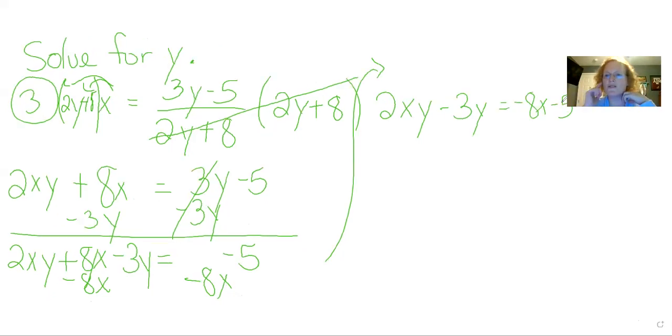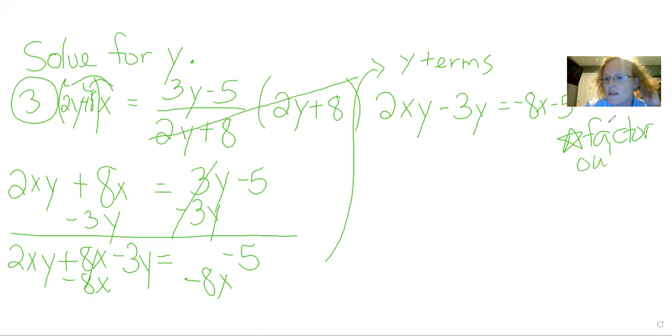And I'm going to make that full screen so that I got a little bit more room. So now what you want to notice is this. You have everything that has a y over here on the left. And so I'm going to put y terms over here. Everything that has a y is going to go over here. And everything that doesn't have a y is over there. Here is the trick. So I'm going to put a little star right here. The trick is factor out a y. So once you have this, everything that has a y on one side, everything that doesn't have a y on the other side, now you have to factor out the y.